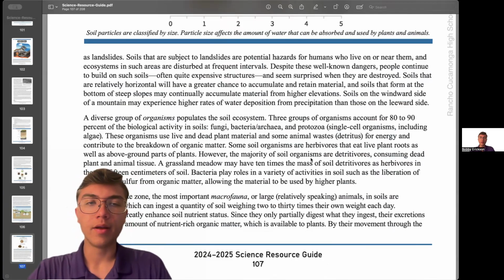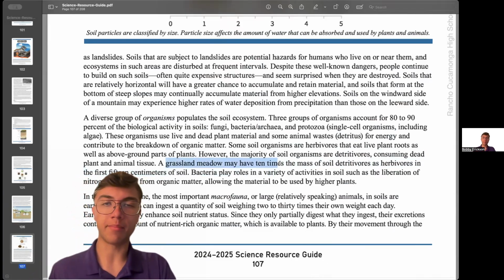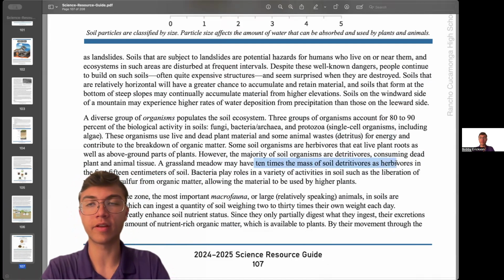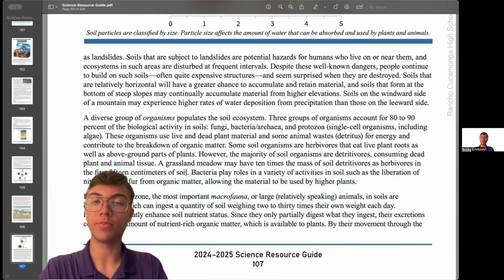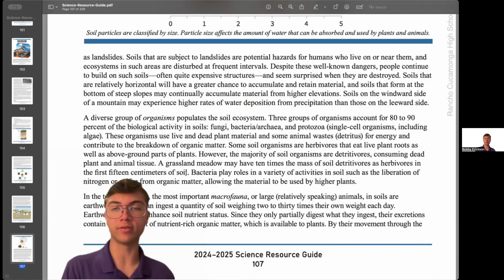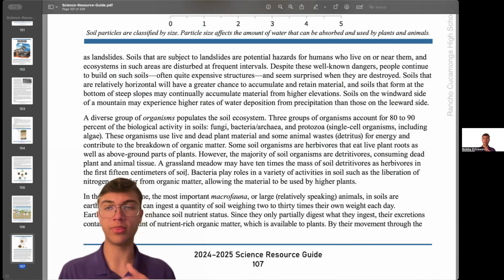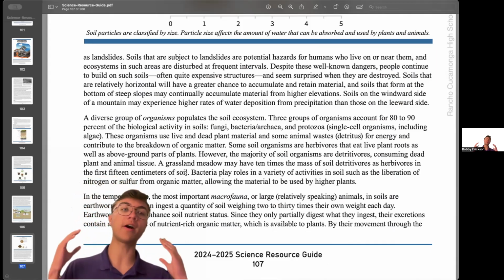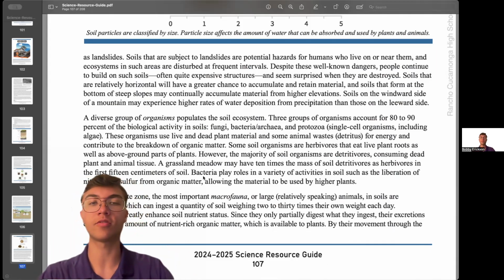So a grassland, it then goes to describe different areas, such as a grassland meadow. So a grassland meadow could have 10 times the mass of soil detrivores as herbivores in the first 15 centimeters of soil. So you've got to think about, okay, how many more soil detrivores are in the soil than herbivores.